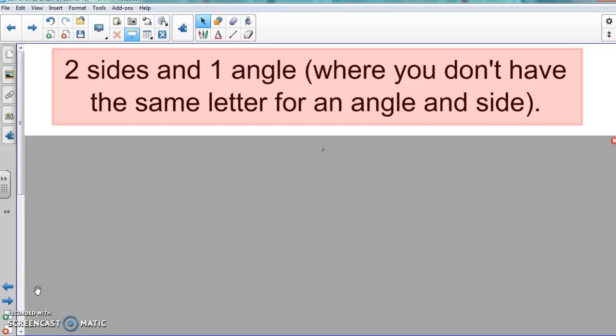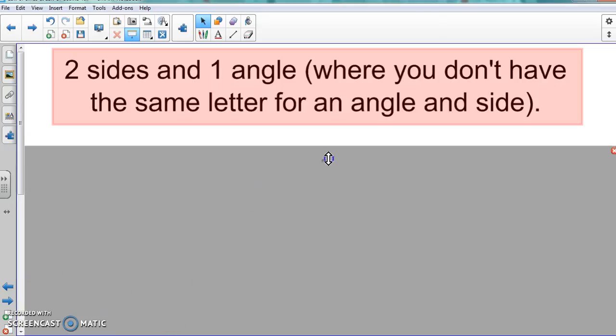Hey there, everybody. So we've talked about the law of cosines and we looked at those formulas on the last video. And so here, let's go and take a look at an example of each type. We're going to start off with the second, when they give you two sides and one angle, and none of the side letters match with the angle letters. In other words, they give you two sides, like maybe A and B, and then they give you an angle, which is C. So none of the letters match up. That's what we're going to deal with here.